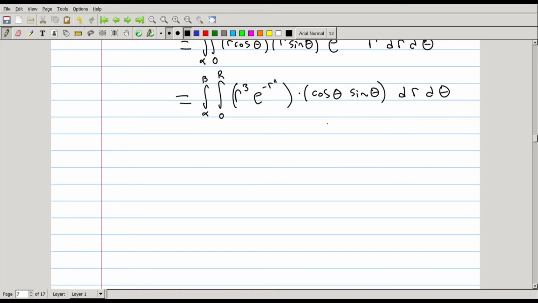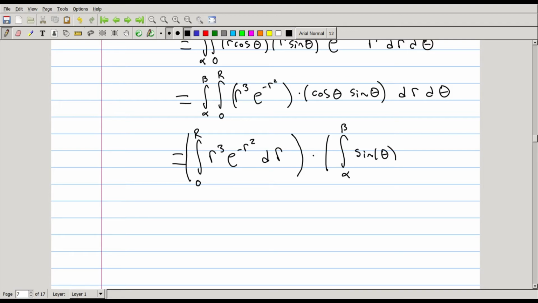When we do this, this integral is going to break down to just being the integral from 0 to r of r cubed e to the negative r squared dr multiplied by the integral from alpha to beta of sine of theta times cosine of theta d theta.